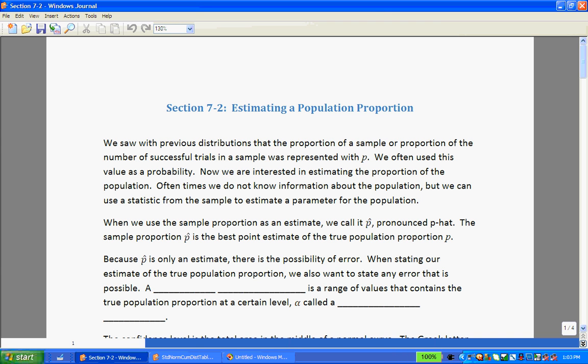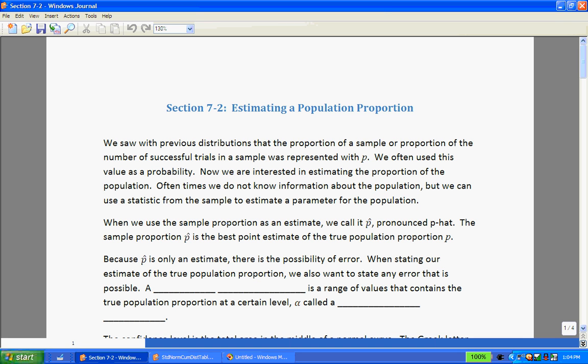Section 7.2, Estimating a Population Proportion. We saw with previous distributions like the binomial distribution or even the normal distribution that the proportion of a sample, or proportion of the number of successful trials in the sample, was represented with p. So whether it was given as a percentage, so 60% of voters or 25% of the men in a weight loss study, anything like that, we've seen that letter before, that p.